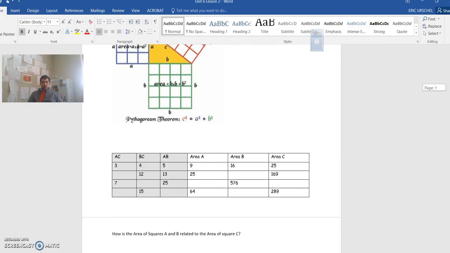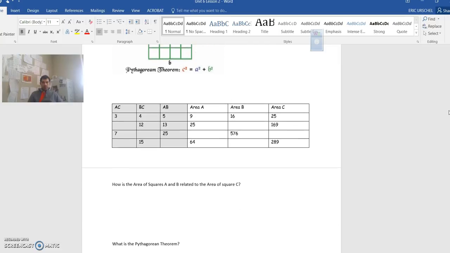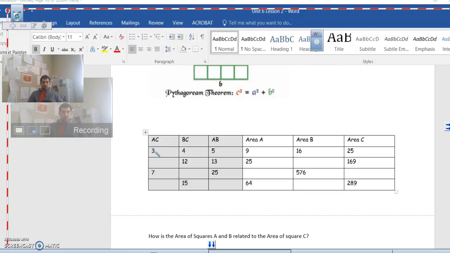Alright, so let's see if we can create a chart here. This is the first one that's up there: AC is 3, BC is 4, and AB is 5. Area of A was 9, area of B was 16, and the area of C was 25. This chart's going to be on our quizzes and tests this unit, so it's something you want to pay attention to. If the area of A was 25, what would the side length be? Remember, for the area of a square, we have to do the square root of that. So what's the square root of 25? That's 5.